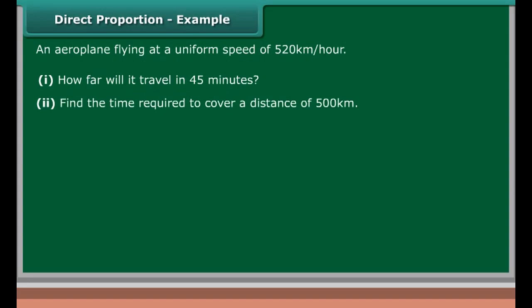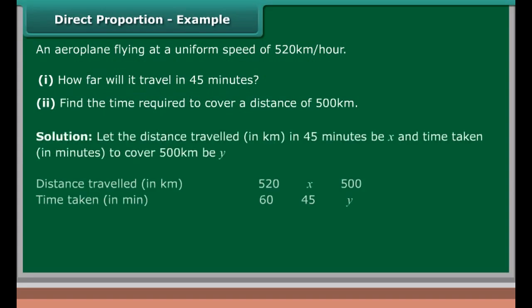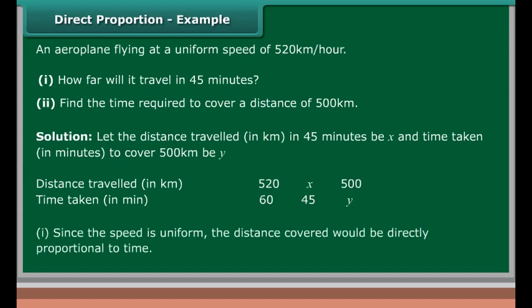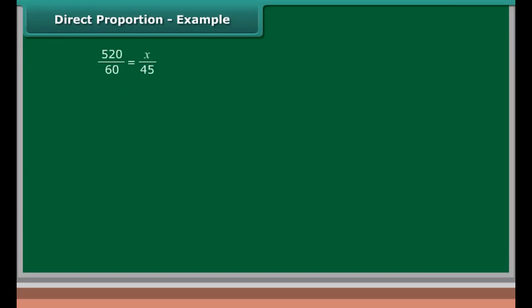Or this relation x1 upon y1 is equal to x2 upon y2 can be written as x1 upon x2 is equal to y1 upon y2. x1 is to x2 is equal to y1 is to y2. 50 is to x2 is equal to 35 is to 45. x2 is equal to 50 into 45 upon 35, which is equal to 64.2 meters.